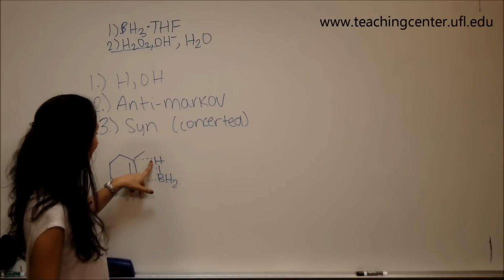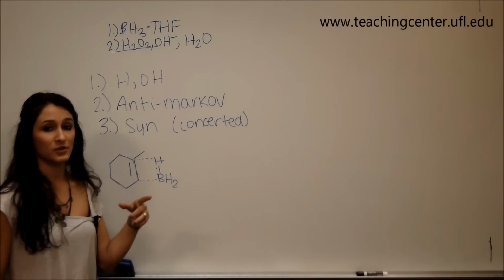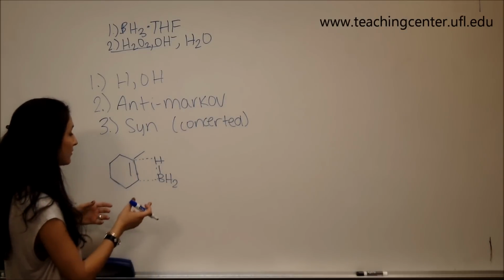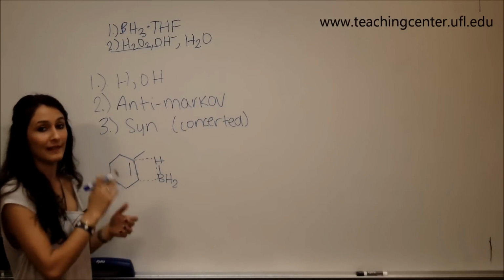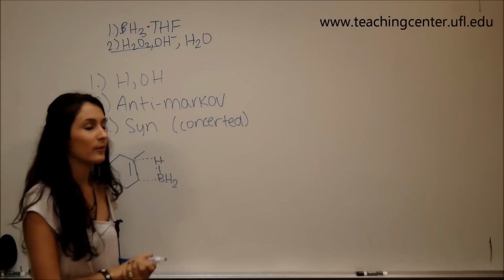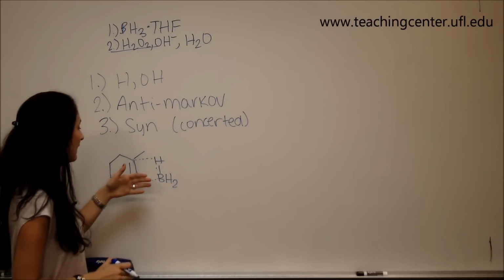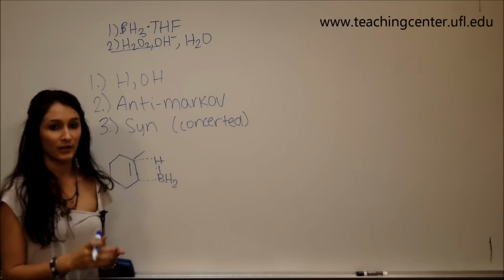Now, why does the hydrogen add up here rather than down here? That has to do with sterics. So what happens in this reaction is that the hydrogen adds here to the less substituted carbon. So if you can think ahead, we know we're going to end up adding H and OH.